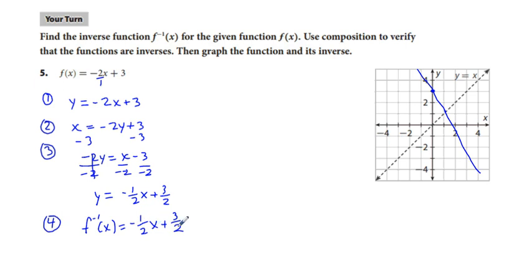Okay, we look for the y-intercept, which is 3 over 2. Here it is. And we have negative 1/2 x, so that's negative 1 over 2. So we're going to go like this. I'm just putting this in red right here.